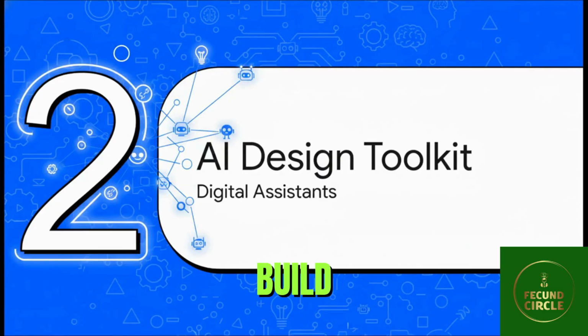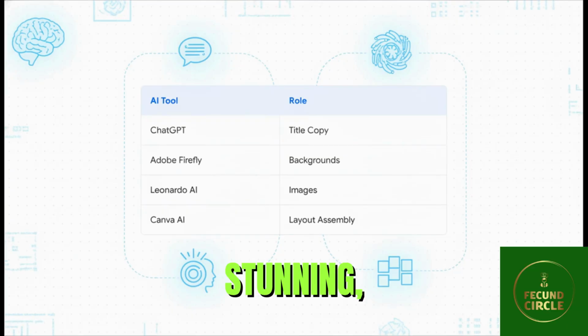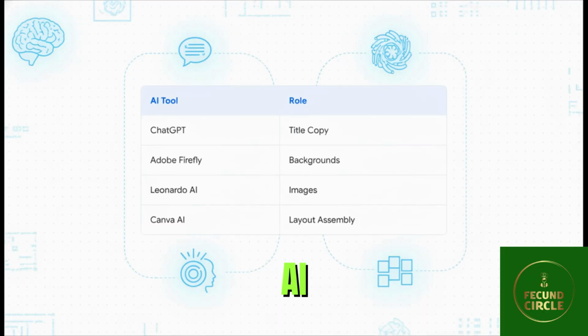Let's move to section 2 and build out your AI design toolkit. Now, the beautiful thing here is that your new toolkit doesn't require a design degree, and you definitely don't need to learn complicated software like Photoshop. Instead, think of it as hiring a team of 4 highly specialized digital assistants. First up, ChatGPT handles your title copy. Second, Adobe Firefly generates these stunning, royalty-free backgrounds. Third, Leonardo AI steps in when you need ultra-realistic, stylized images. And finally, Canva AI brings the whole shebang together for the layout assembly. Working together, these tools completely eliminate that design bottleneck, so you can actually get back to focusing on strategy.